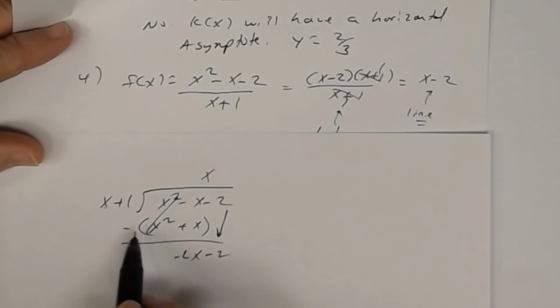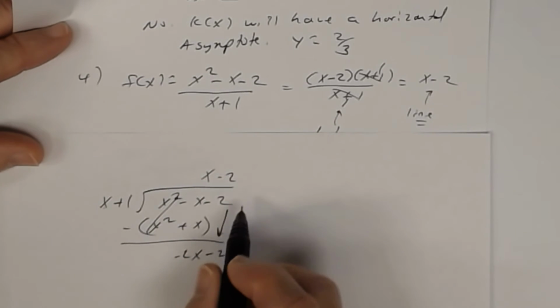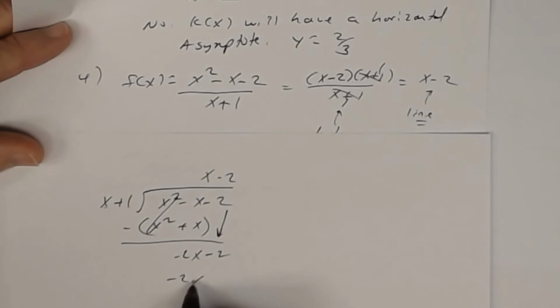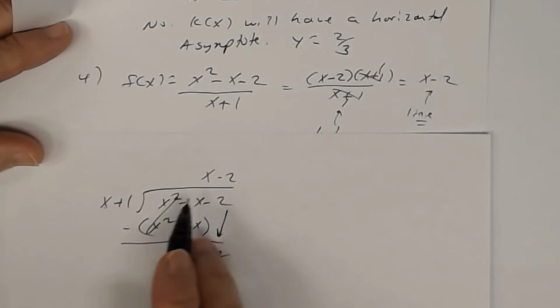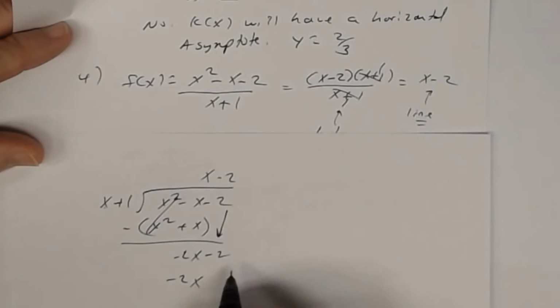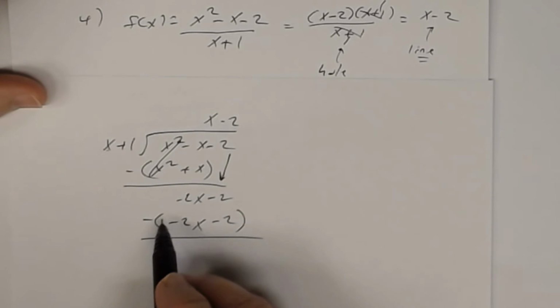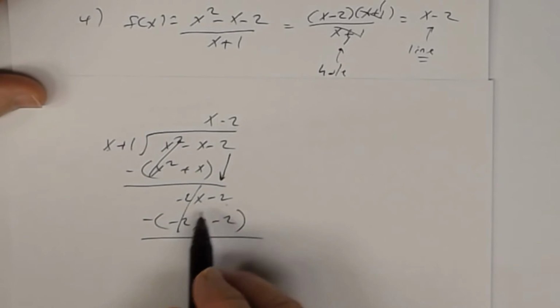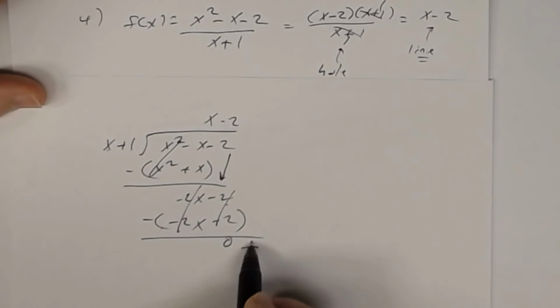Divide. Negative 2x divided by x is negative 2. Negative 2 times x is a negative 2x. They're the same. Negative 2 times 1 is a negative 2. Subtract. Now notice what happens. Negative 2x minus itself is 0. Negative 2 minus itself is 0. Your remainder is 0.